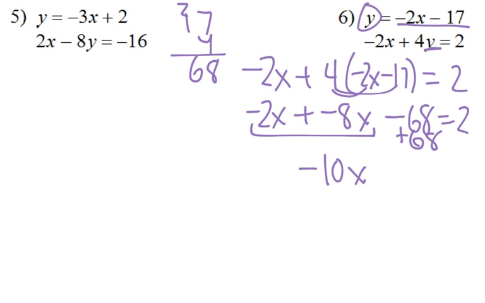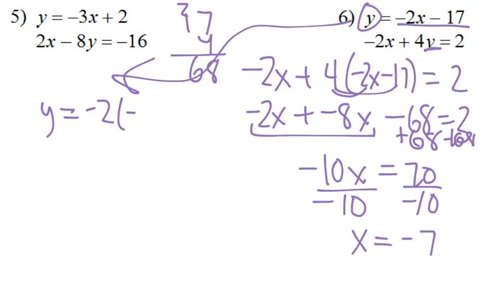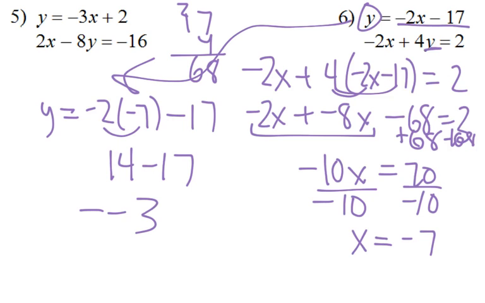We add 68 to get 70. We divide by negative 10. We get x equals negative 7. Taking this equation now, we say we now know that x is negative 7, so we simplify. Negative 2 times negative 7, positive 14 minus 17 is negative 3. So y equals negative 3, so my answer, negative 7, negative 3.